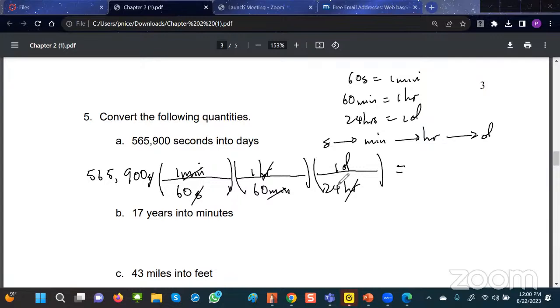565,900 divided by 60, divided by 60, divided by 24. And we have to round this off to how many sig figs? 4 sig figs, right? So let me just write down what I got on my calculator display. I got 6.549768519 days. So if I were to round this off to 4 sig figs, then what would be the final answer?